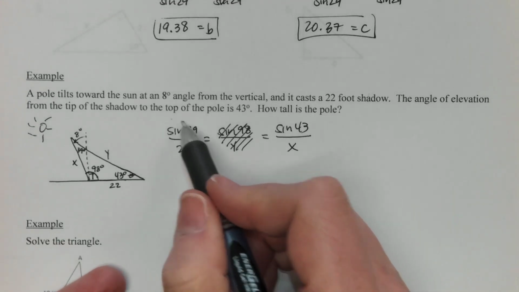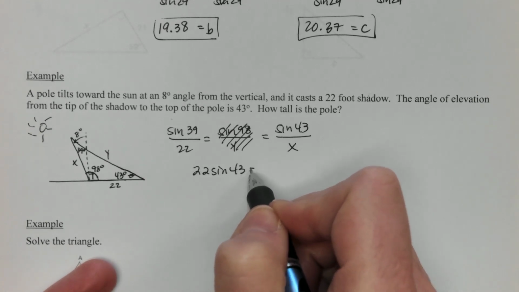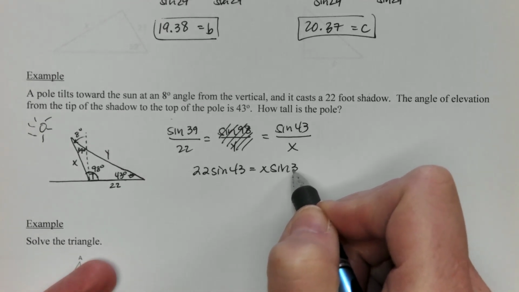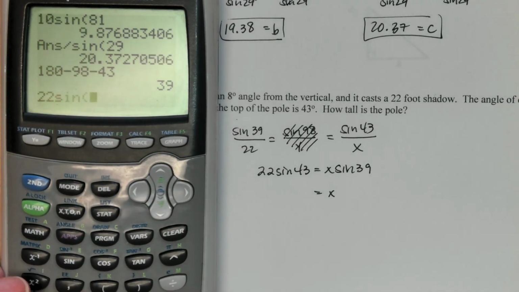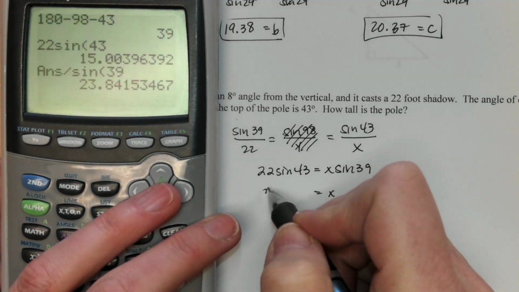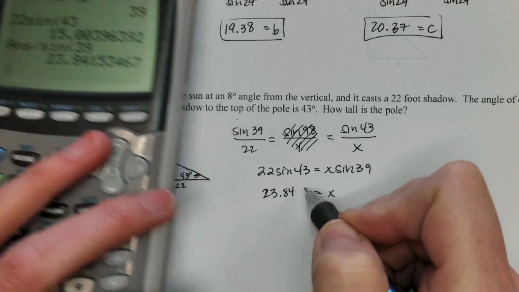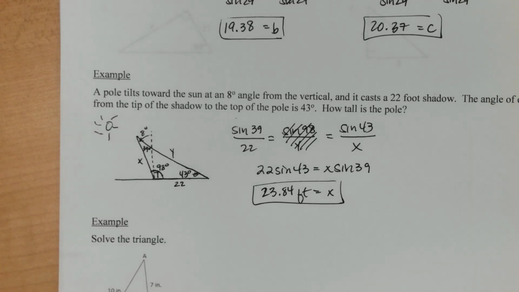I'm going to cross multiply and divide these two. So I'm going to have 22 sine 43 equals x sine 39. So 22 sine 43, and we're going to divide by sine of 39. Found out that that pole is about 23.84 feet. There we go.